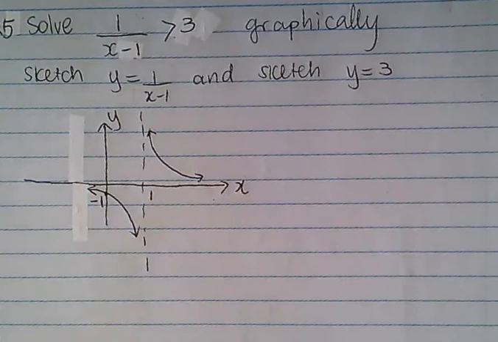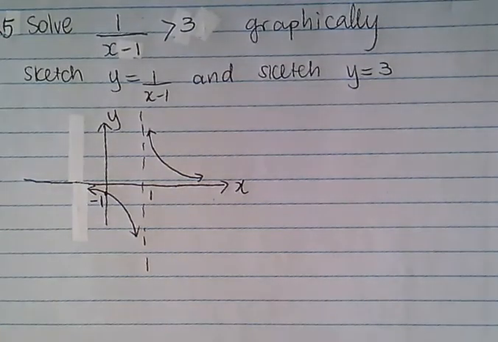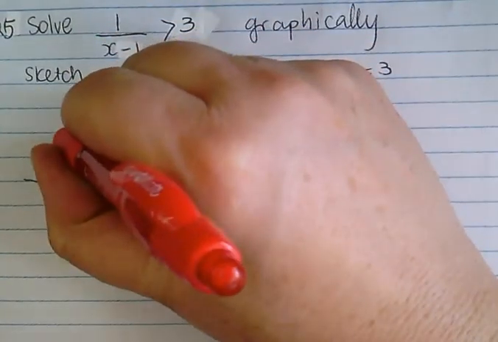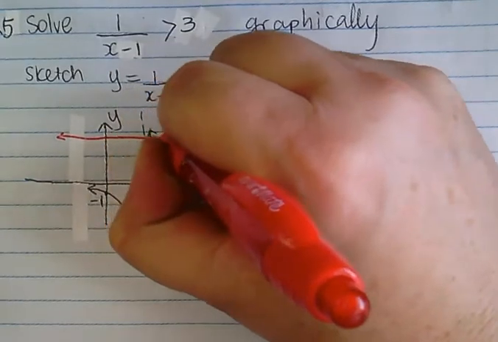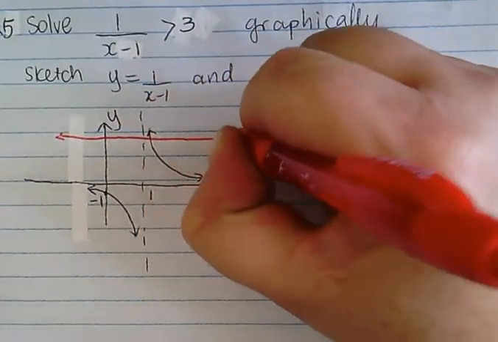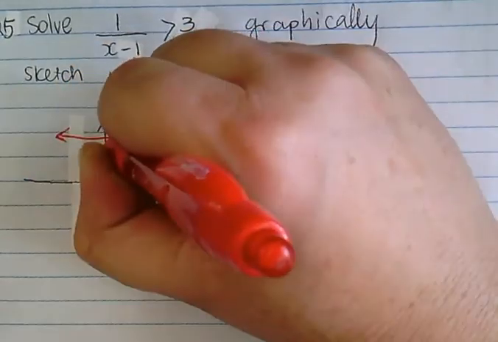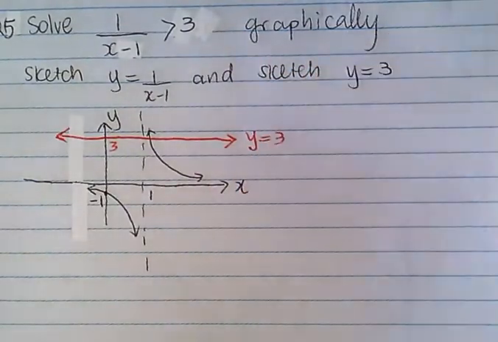Sketch the line y equals 3. What does that look like? Horizontal line going across. And I'll just put it up here somewhere, as long as it's roughly in the right place. That's 3. This is the line y equals 3.